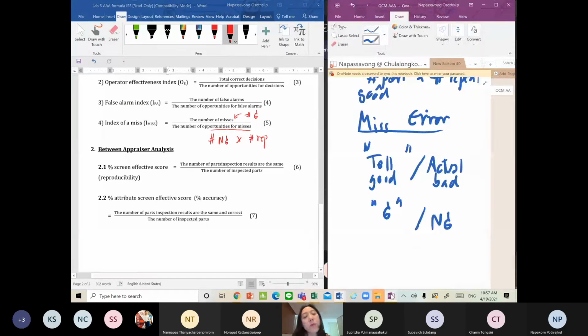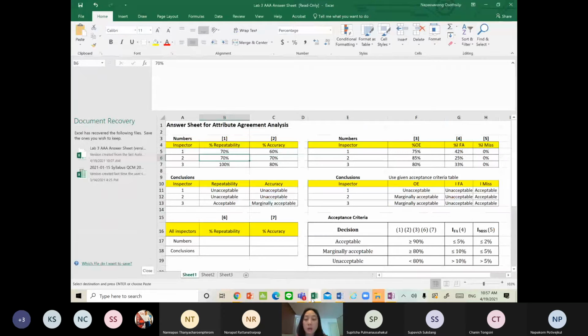Before the break, we have this result so far. Now let's discuss the results. If we talk about each operator, look at inspector number 1. I'll give you this example first, and then you will try to do this for operator 2 and 3. For inspector 1, percent repeatability is unacceptable, and accuracy is also unacceptable. That means he has to improve both accuracy and repeatability, right?